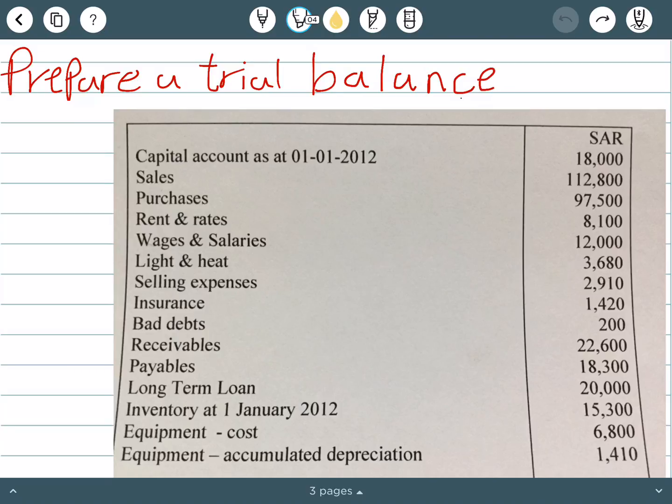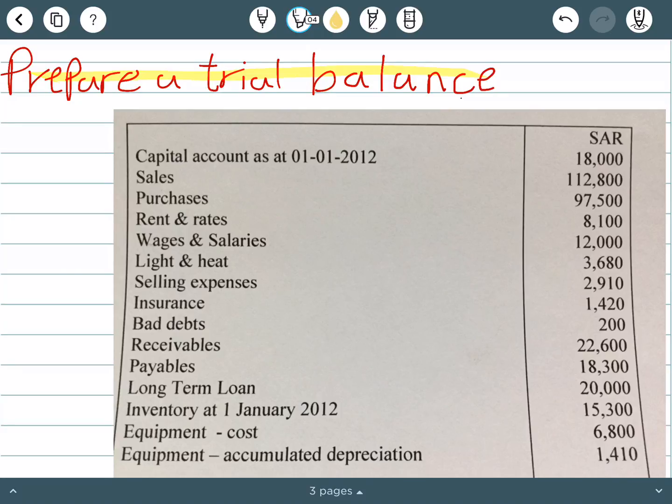Hi everyone, in today's video I'm going to show you how to prepare a trial balance. First of all, we have a list of balances and we want to know which one is a debit and which one is a credit.